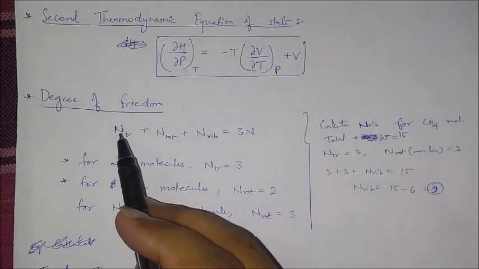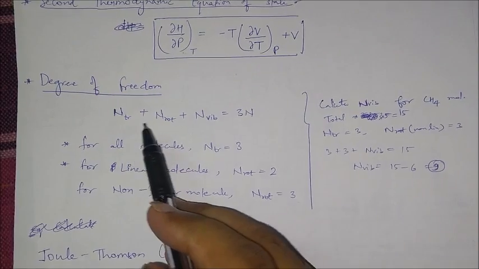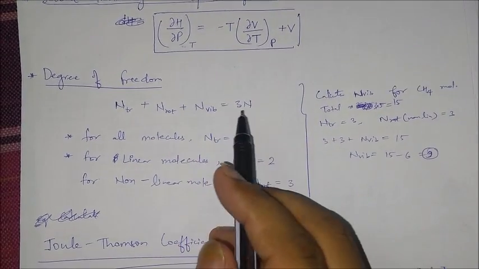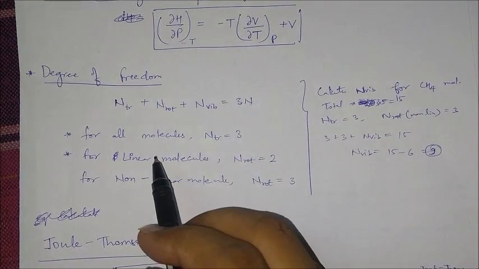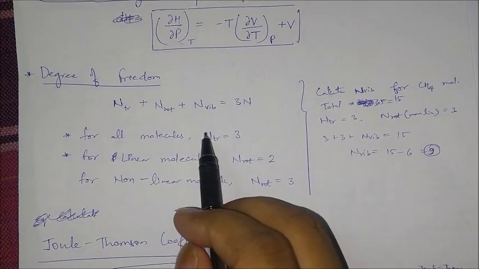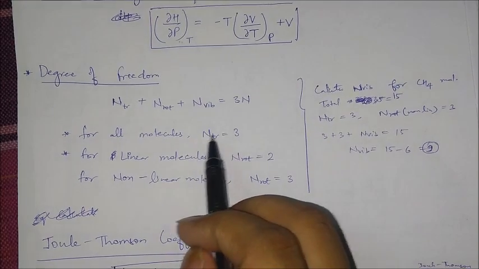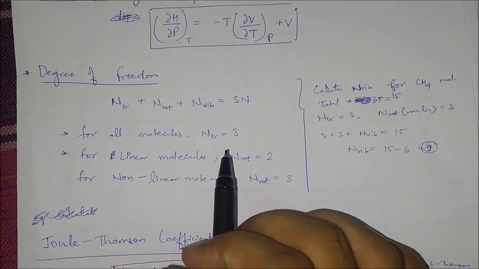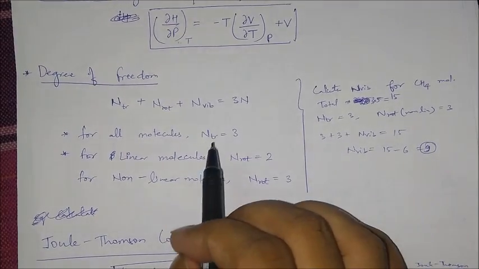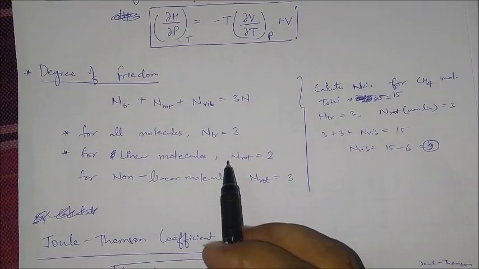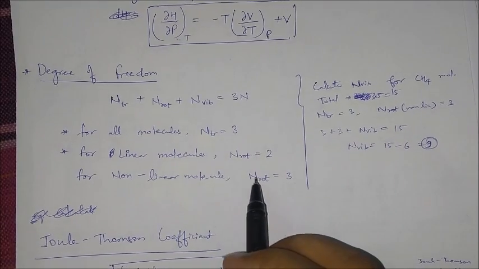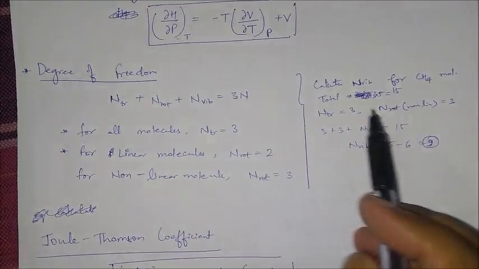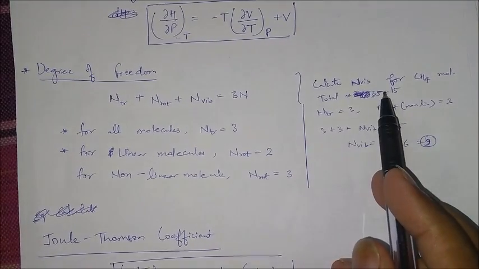Next is the degree of freedom. I think you all know that it is the sum of translational, rotational and vibrational degrees of freedom, and this is always equal to 3N. The translational degree of freedom for all molecules is always 3, because there are 3 axes x, y and z. For a linear molecule rotational is 2, and for a non-linear molecule rotational is 3. Now the rest you can calculate. Here I have given one example also for the CH4 molecule.